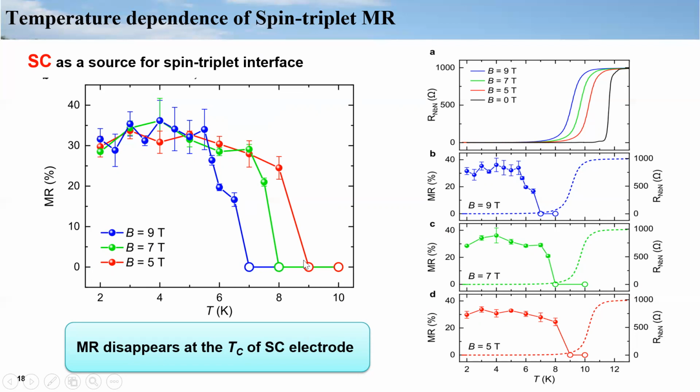This disappearing temperature is strongly correlated to the superconducting critical temperature of this NiFe nitride electrode under different magnetic fields. As you can see, in the right figure, 9 Tesla, 7 Tesla, 5 Tesla, this is MR and the resistance and the critical temperature of the NiFe nitride, they are strongly correlated. So the MR disappears around the TC of the superconducting electrode.